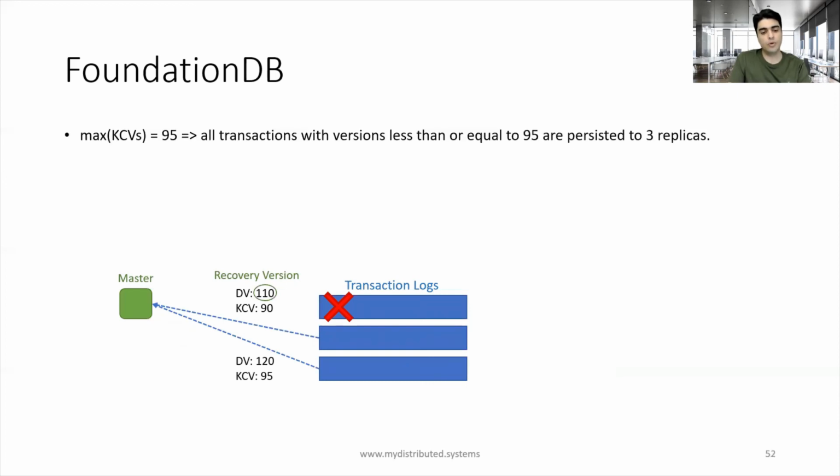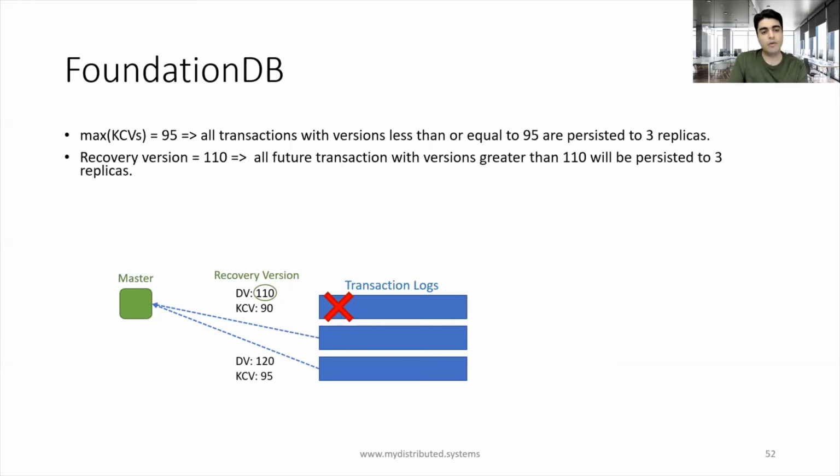Okay, so now look at the KCVs. The master has received 90 and 95. So when KCV is 95, based on the definition of the KCV, we know that all transactions with version less than or equal to 95 are persisted to 3 replicas, right? Because we know that all of them have been appended to all transaction logs.